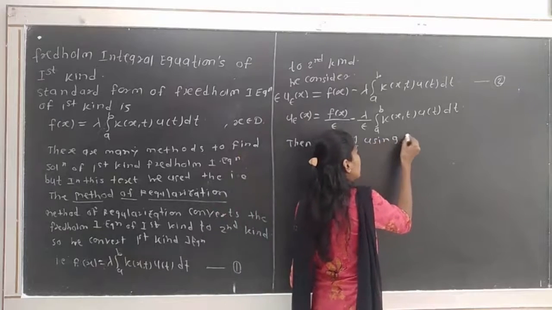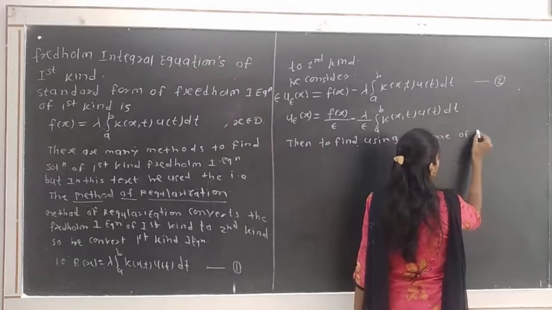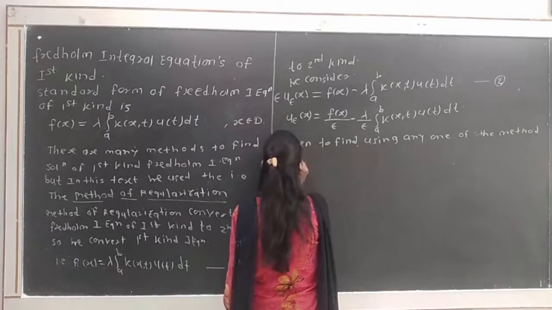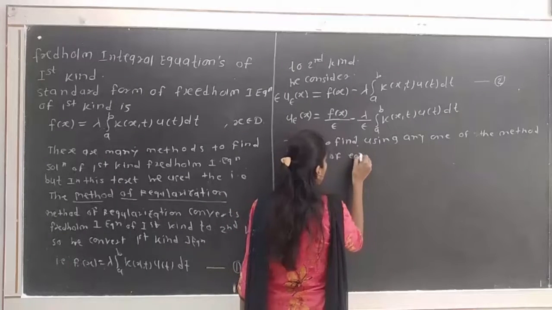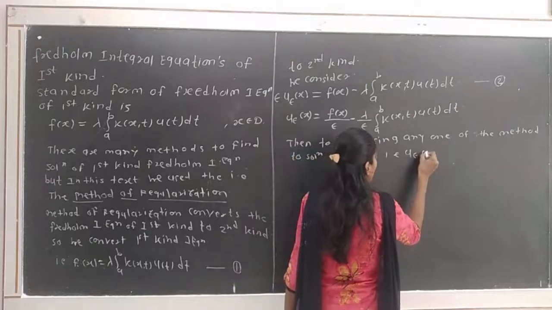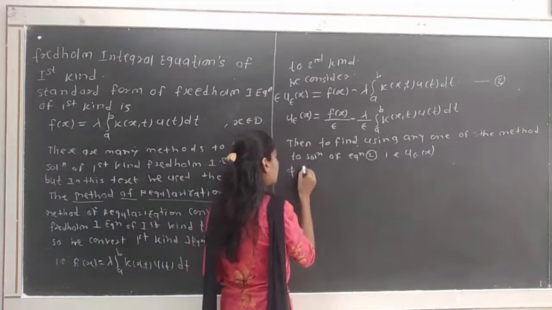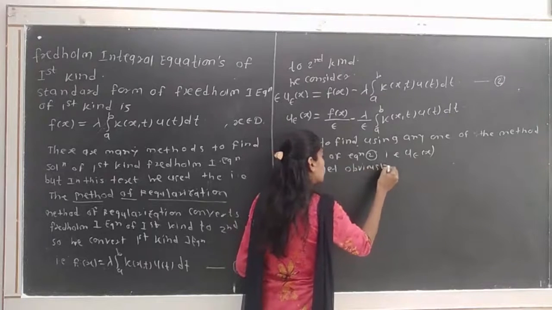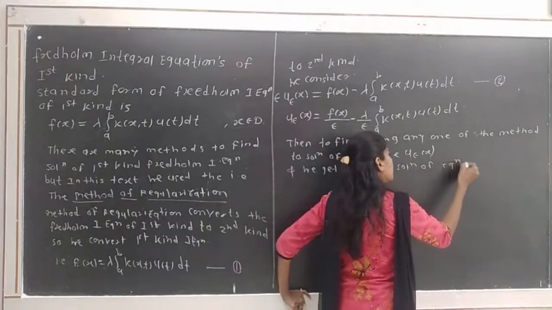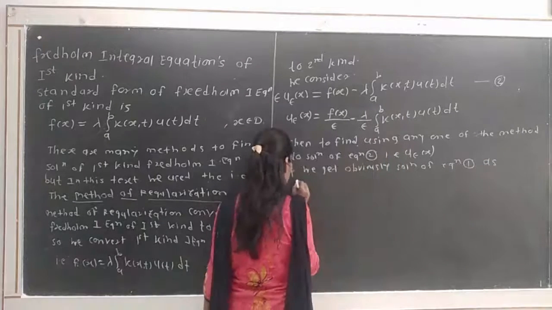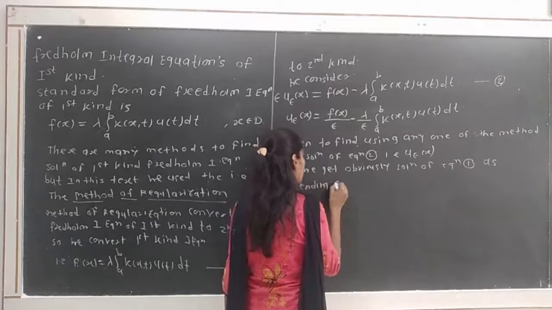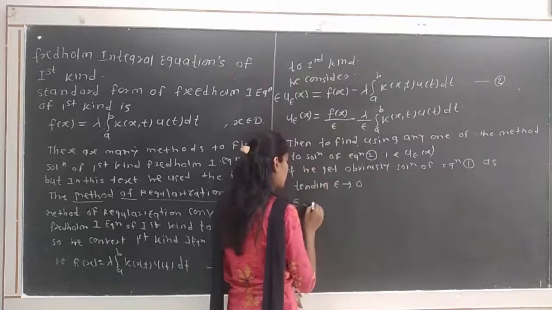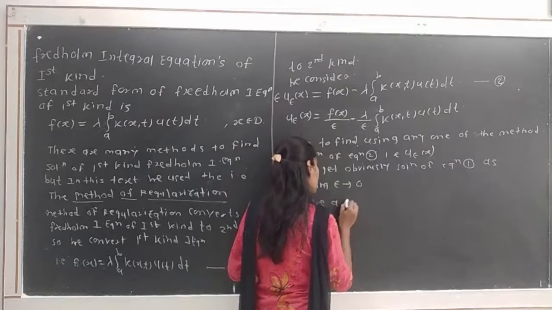So using any one of the methods, we find the solution of equation number 2, that is u epsilon of x, and we obviously get the solution of equation number 1 as epsilon tends to 0, because we consider here epsilon to be a small positive parameter.